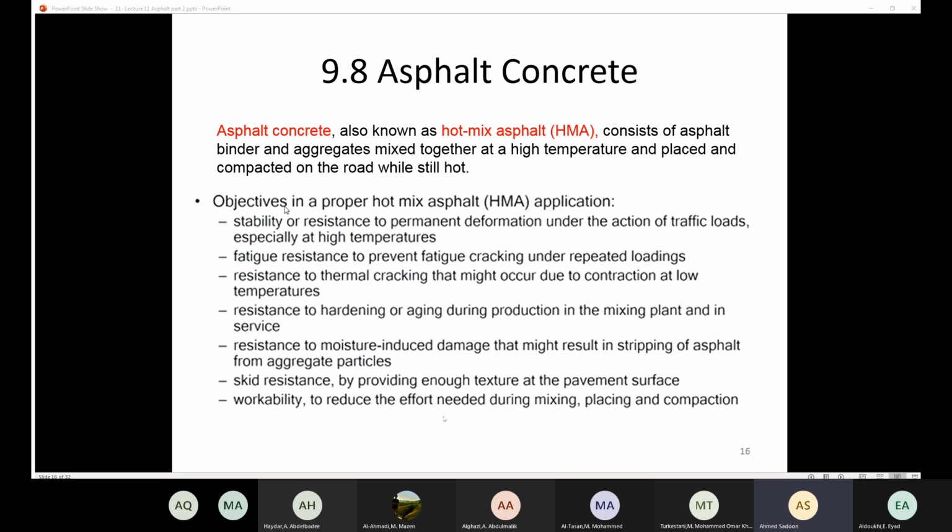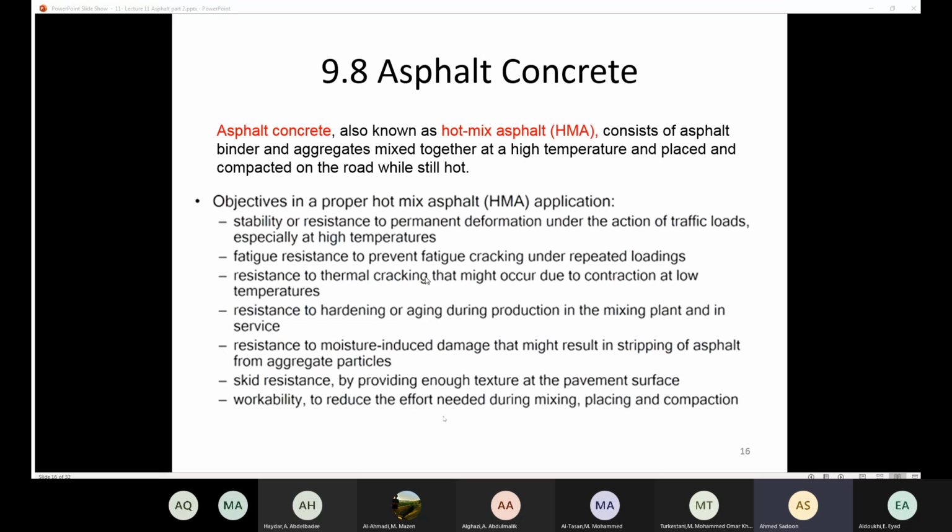So what are the objectives in a proper hot mix asphalt? If I'm going to produce hot mix asphalt, what are my objectives? First, I need to have stability, or resistance to permanent deformation and the action of traffic loads, especially at high temperature. So my asphalt should be stable enough so that it can resist the deformation under the action of traffic loads. Also, my asphalt should have fatigue resistance to prevent fatigue cracking under repeated load.